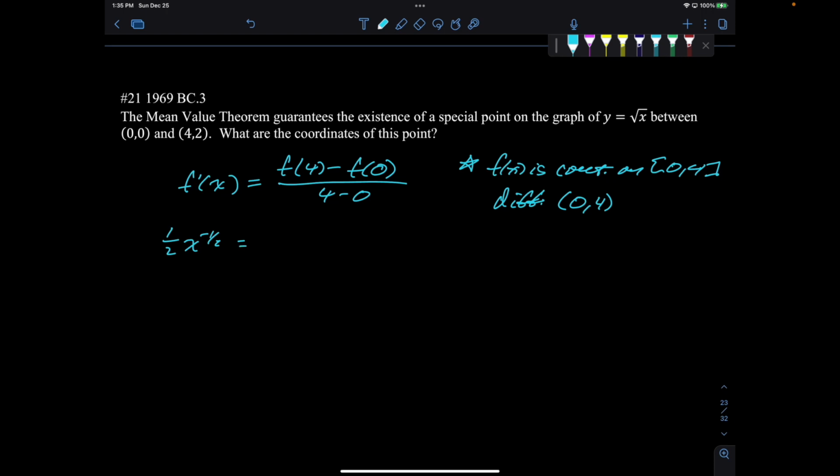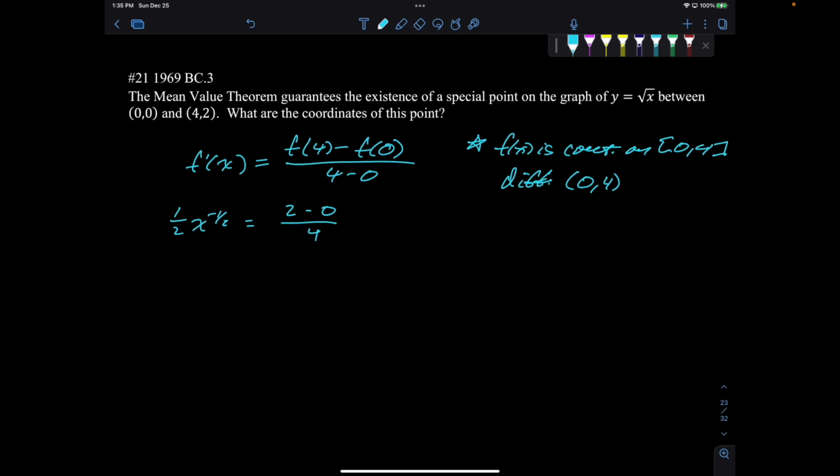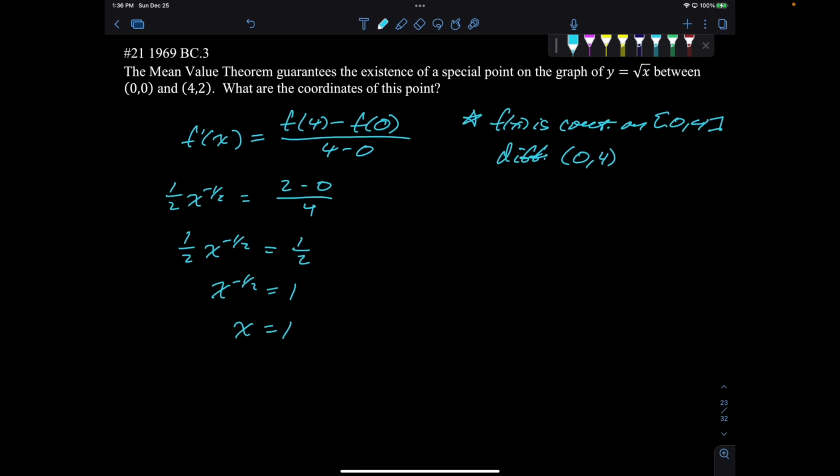The square root of 4 is 2, and then the square root of 0 is 0, over 4. So 1/2 x to the negative 1/2 is 1/2 multiplied by 2, so x to the negative 1/2 is 1. Raise both sides to the negative second, and we just get x is 1. And if x is 1, then y is the square root of 1, which is 1. So our point is (1, 1).